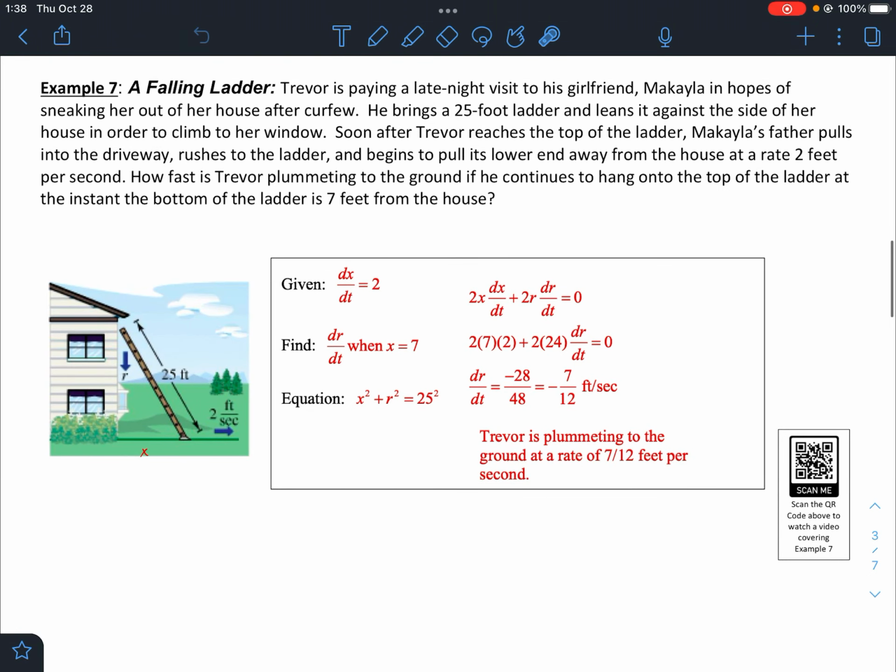Number 7, a falling ladder. So we're given that x is increasing at 2 feet per second. We want to know how quickly the r is falling. Again, you could have used completely different variables for these, by the way. These are just variables that I chose. Maybe you use y instead of r. So our equation is Pythagorean theorem. Differentiate, plug in everything that we know at that time, solve for dr/dt, and our answer is that it's falling at a rate of 7/12 feet per second. You can pause the video here before you try example 8.